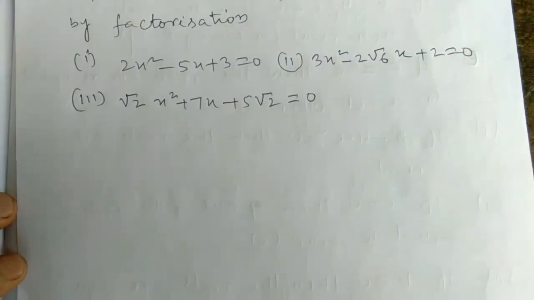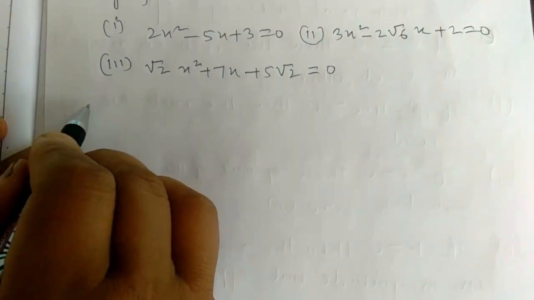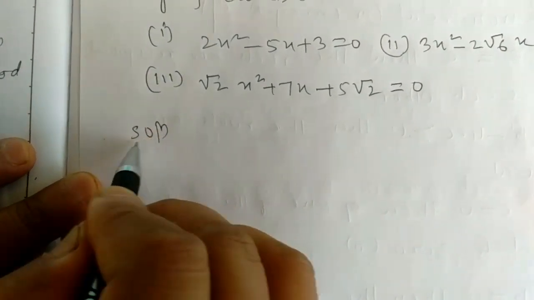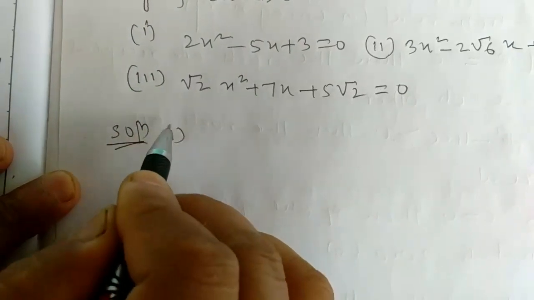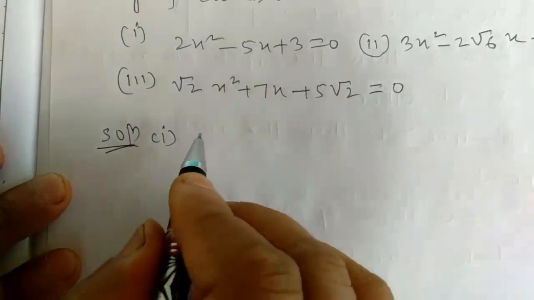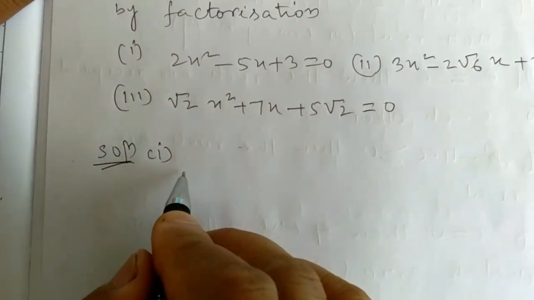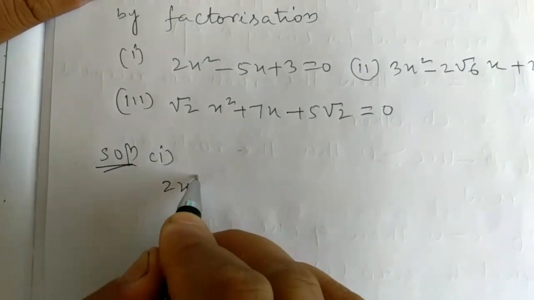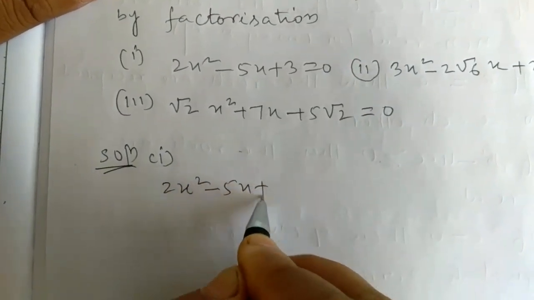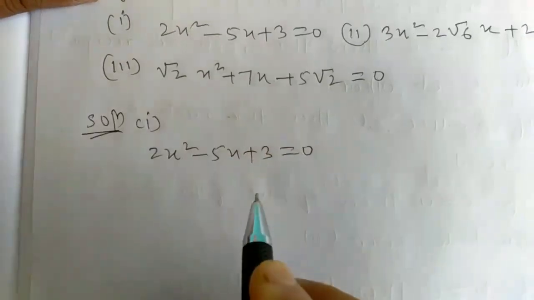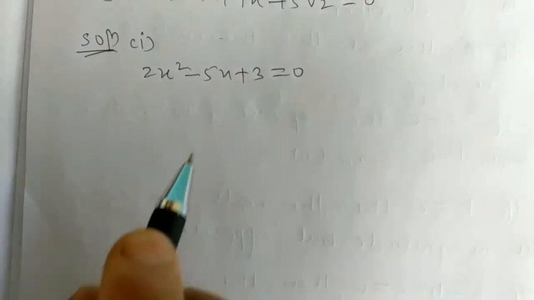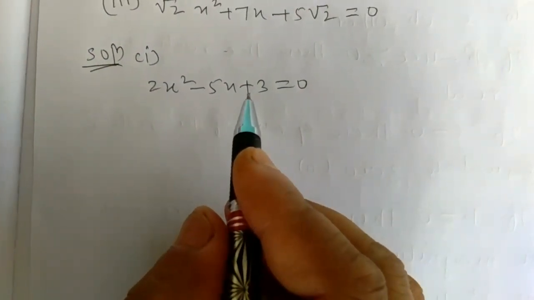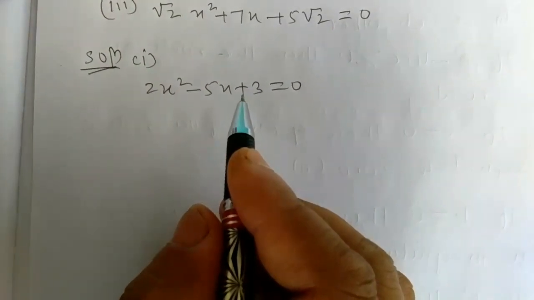So let me show you one by one now. First, solution number 1. First I'll solve question number 1. It is given like this: twice x square minus 5x plus 3 equal to 0. Now factorization means, or by the method of factorization means, you have to apply middle term factorization.